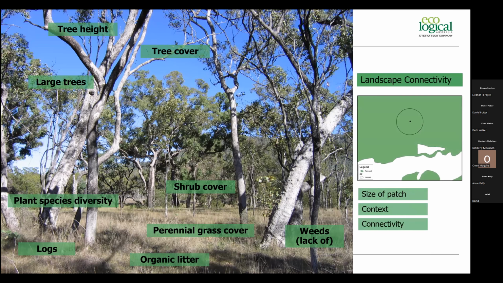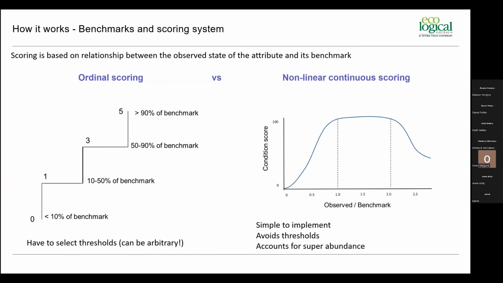And the other really important thing is not just what's happening at the site for biodiversity, but what is happening in that landscape. So other attributes are like the size of the patch, how connected it is to other patches, what's in the surrounding landscape that might be impacting on biodiversity, and they all get scored as well.